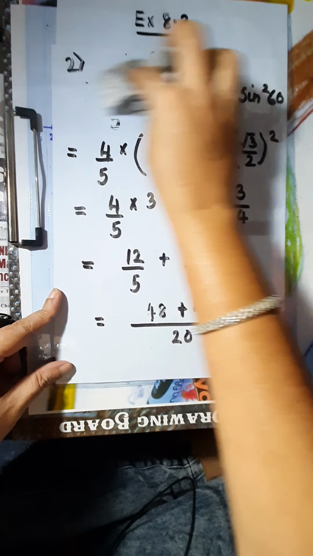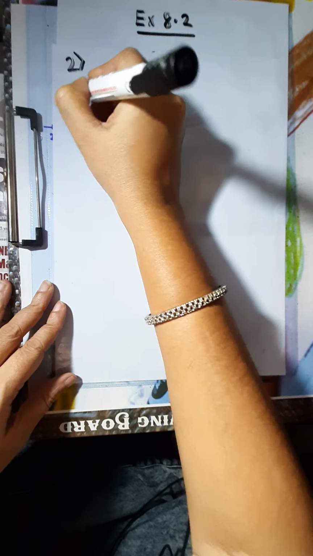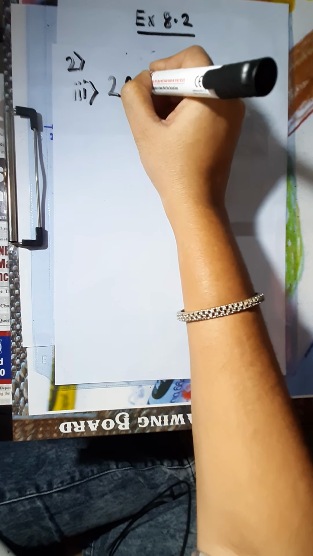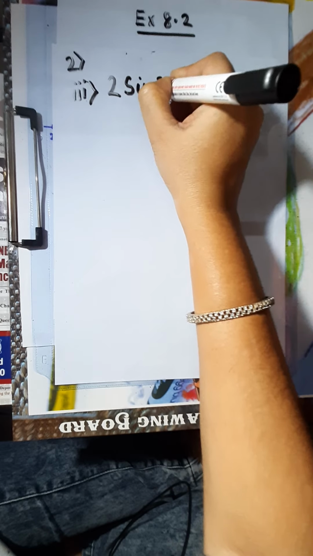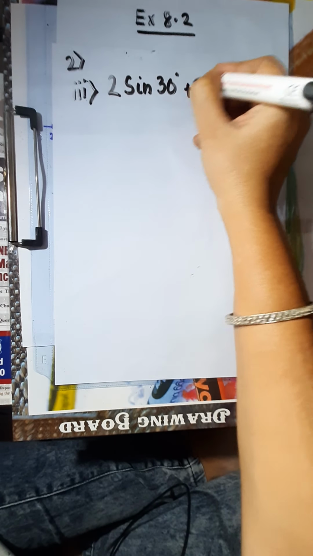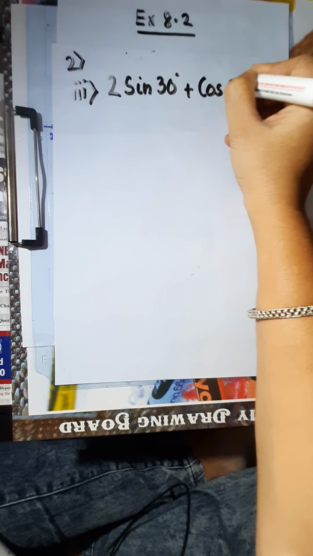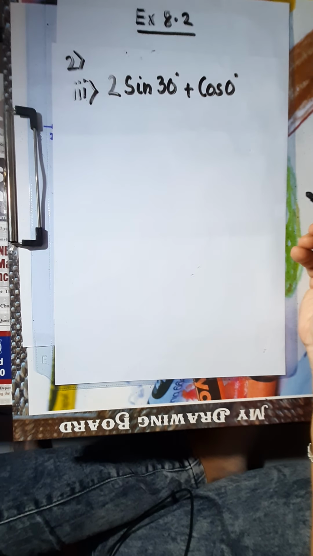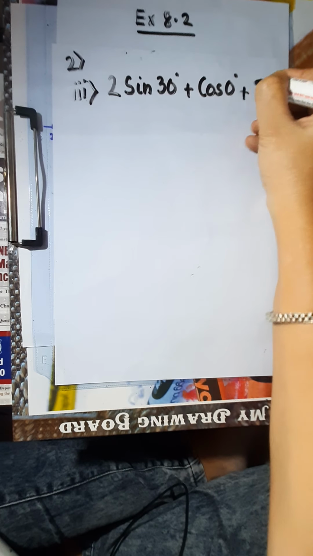Now, let's do the next sum, the third sum. Okay, the third sum. 2 sine 30 plus cos 0 plus 3 sine 90.